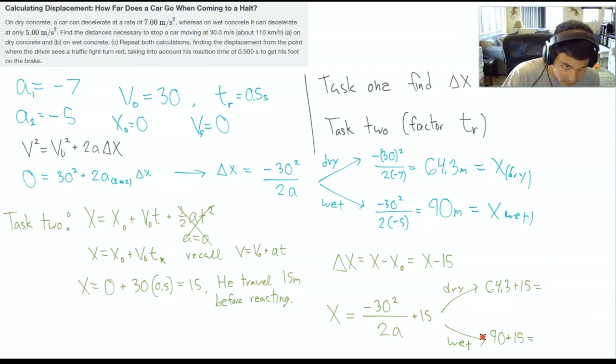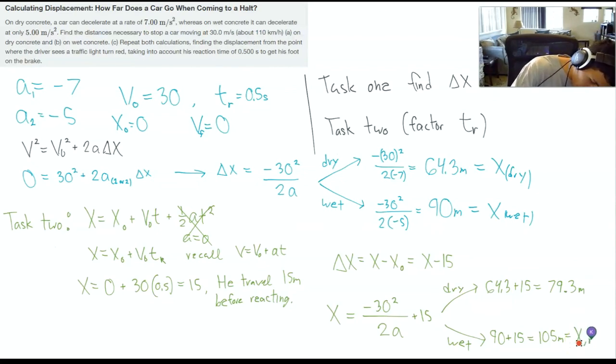And what's that? Let's do this math here. We don't need a calculator for this. This is 64 plus 15. That's going to be 79. Right? So 10 plus 60 is 70. 4 plus 5 is 9. There's a 0.3. And this is meters. And then this one is going to be 105 meters. And this is equal to what? What are we naming this? This is x r wet. And this we'll call x r dry.